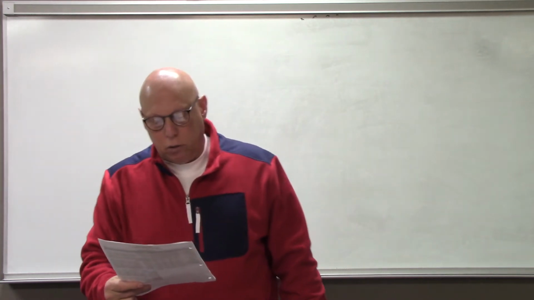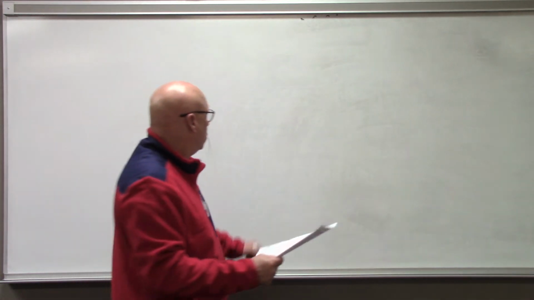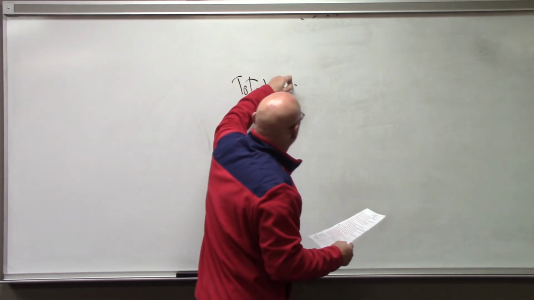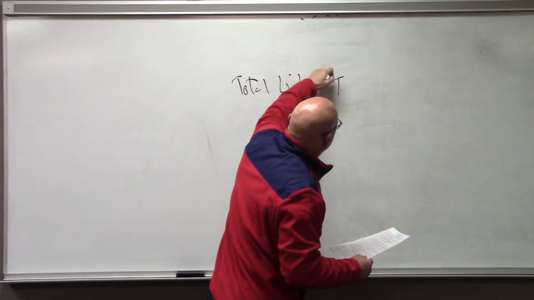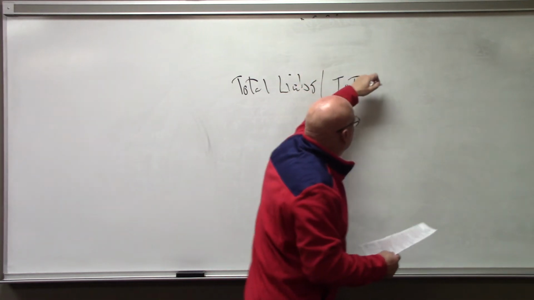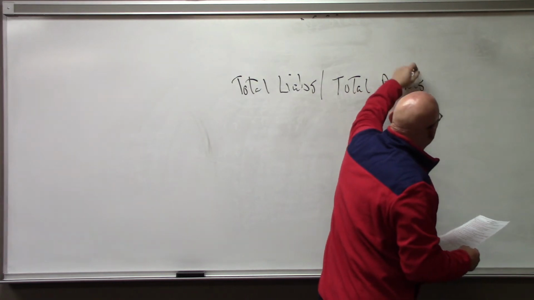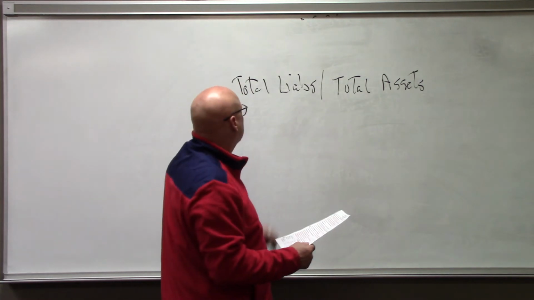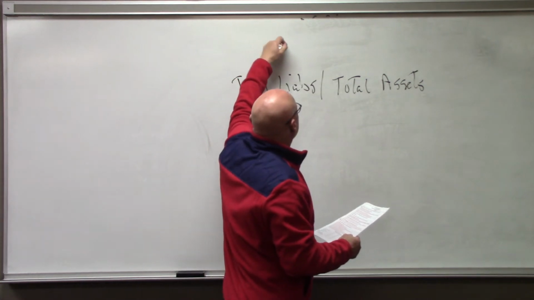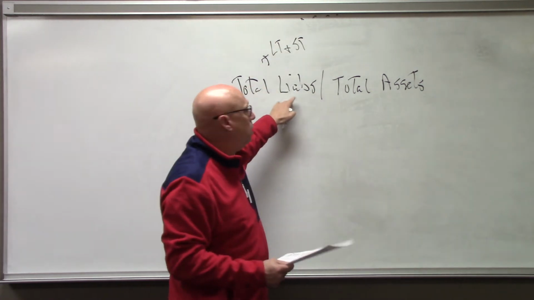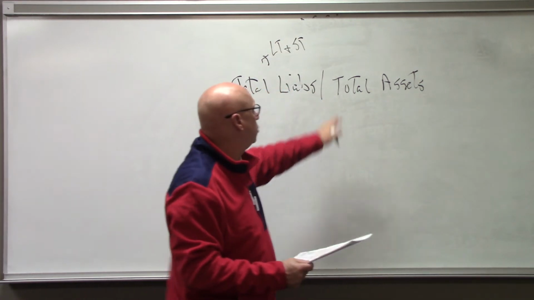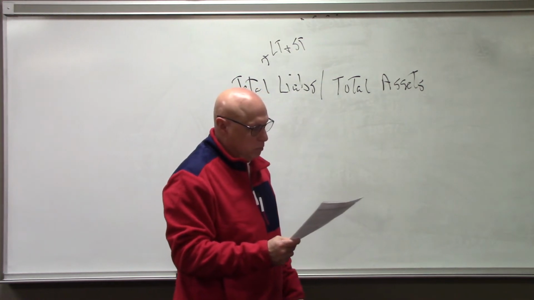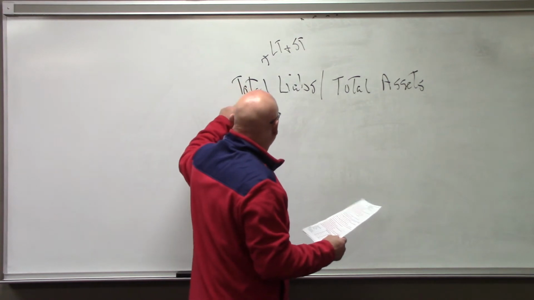So the first formula is total liabilities divided by total assets. What percentage of our assets have been financed with debt, long-term and short-term? We borrowed money to buy assets. How have we financed our assets? How much of it is being financed with debt?